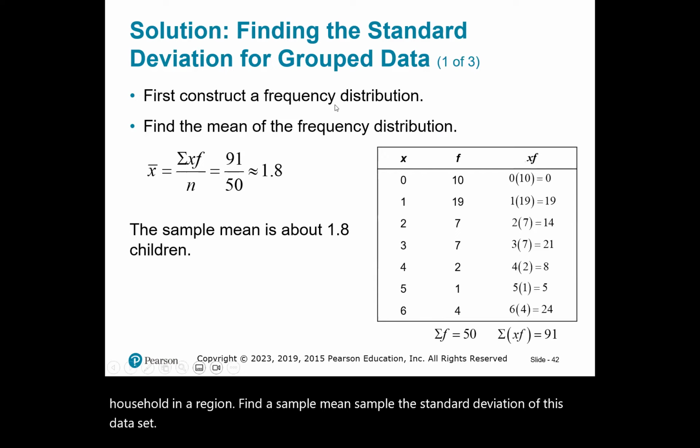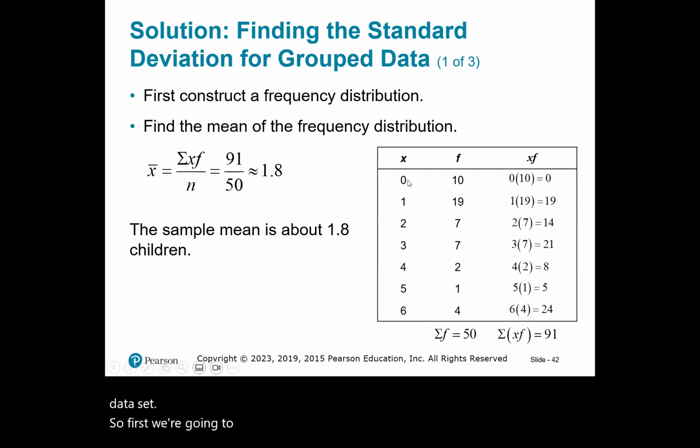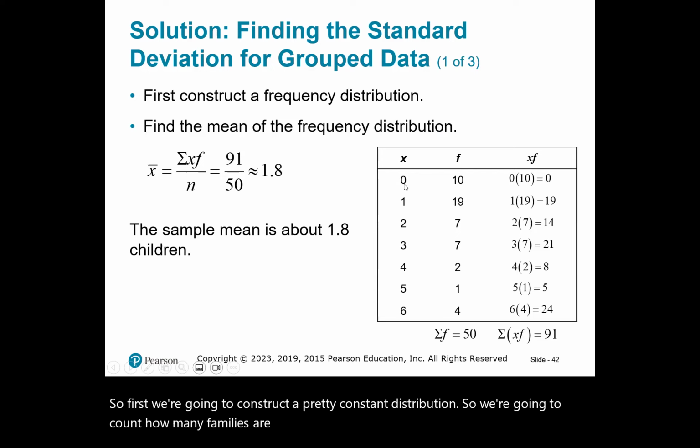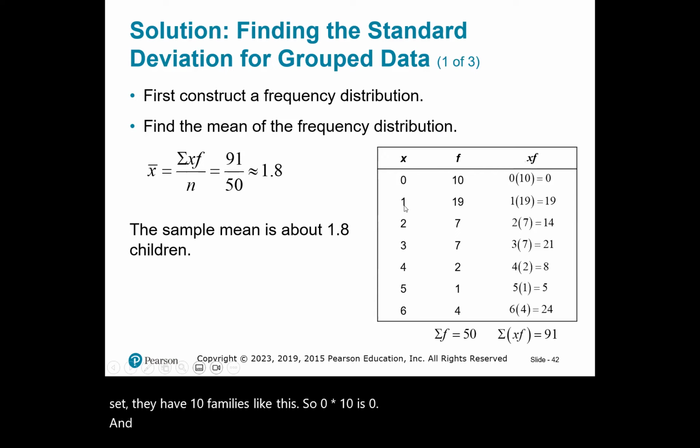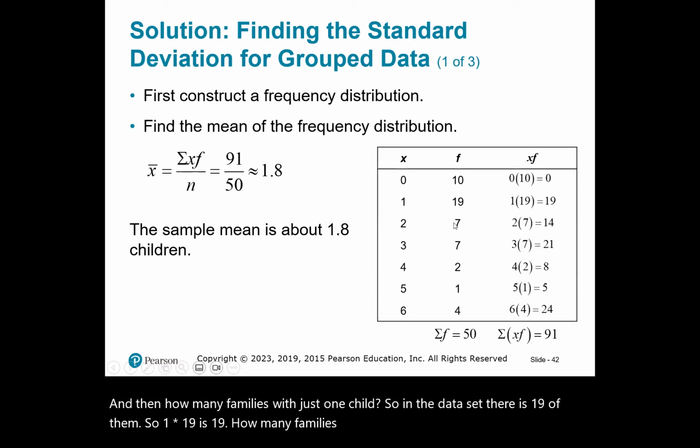So first, we're going to construct a frequency distribution. We're going to count how many families there are with 0 children. According to the data set, we have 10 families like this, so 0 times 10 is 0. How many families with just 1 child? In the data set, there are 19 of them, so 1 times 19 is 19. How many families with 2 children? 7. So finally, how many families with 6 children?